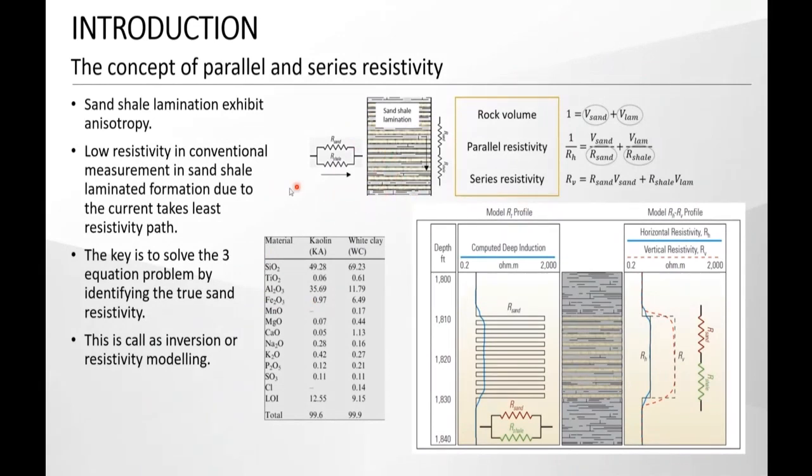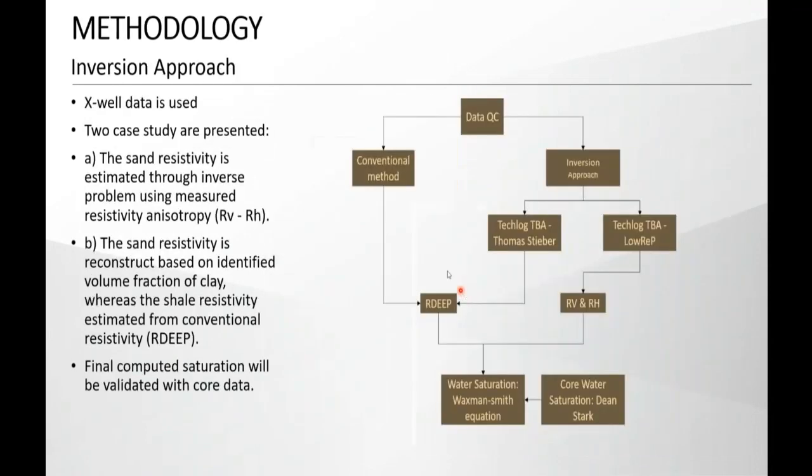So to solve that, we need to identify the true sand resistivity. By doing the simultaneous equation inversion, we can get this R sand, and then we will get a true saturation for this kind of formation, sand shale lamination. So this is what this paper is about.